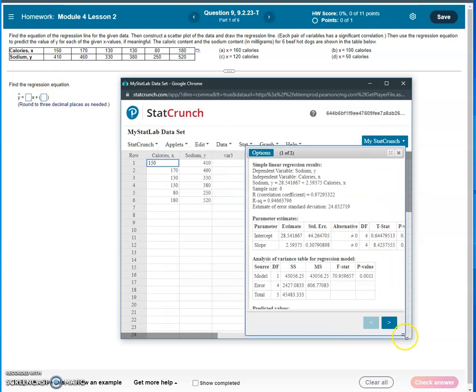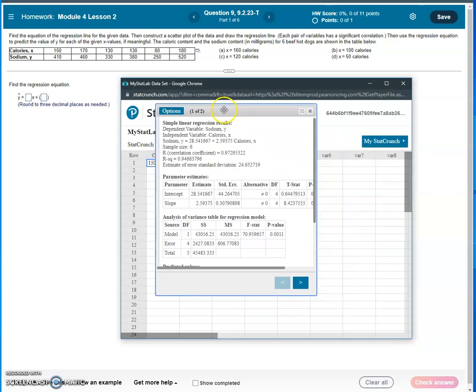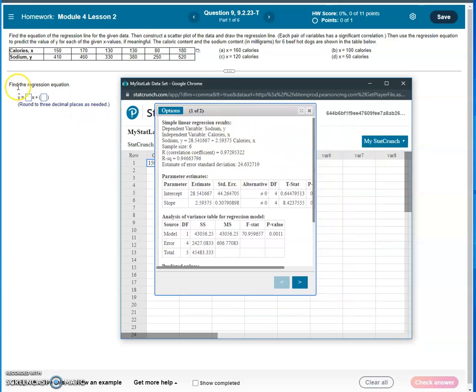All right, so here's the results. And the first thing I have to know is the regression equation. To get that, you take these two numbers here, the intercept and the slope. The slope is always next to the X, and the intercept is the number by itself. And actually, this is the equation of the line they're asking for. So let's put those in. The one next to the X is the slope, so this one.